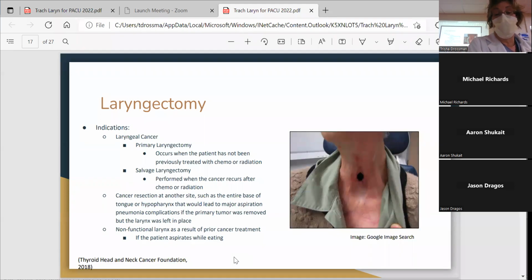Or there might be a patient that had cancer and it was successfully treated with chemoradiation, but their larynx is dysfunctional as a result. They're not able to swallow, they're aspirating, things like that. They're not managing any normal saliva. Even if they were fed another way, they're still not managing secretions, and they need a laryngectomy for that reason. But the majority of them, in terms of what you'll see, is usually a salvage laryngectomy.